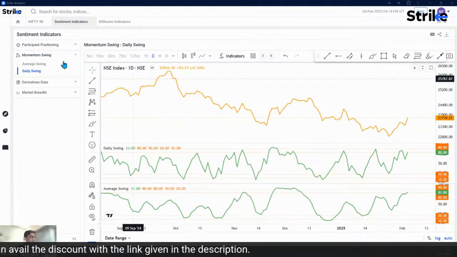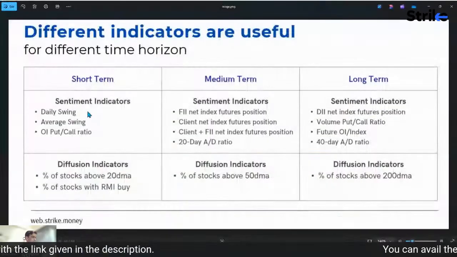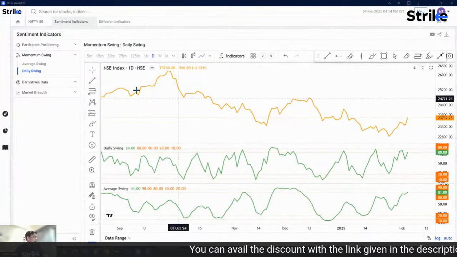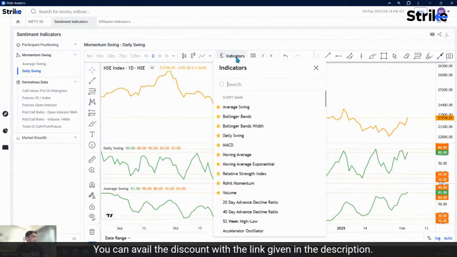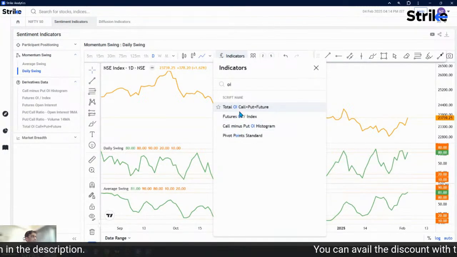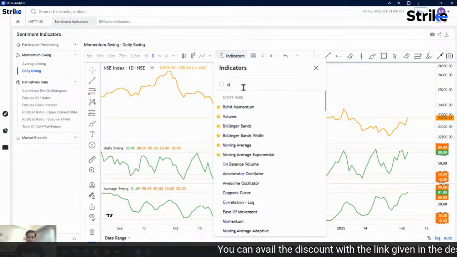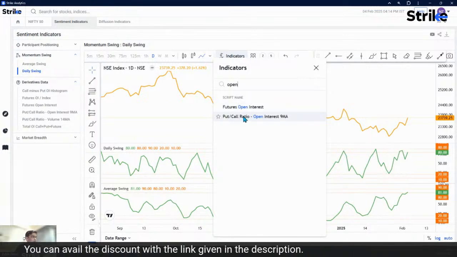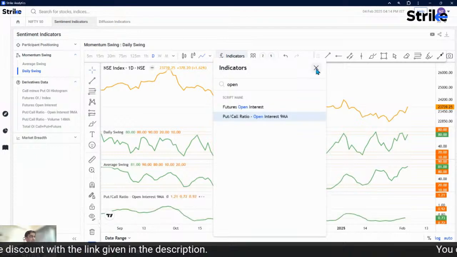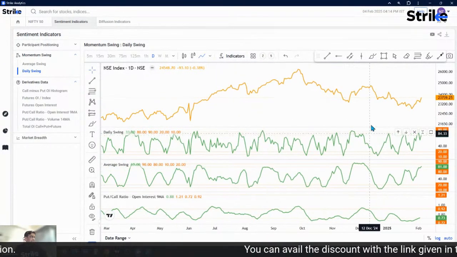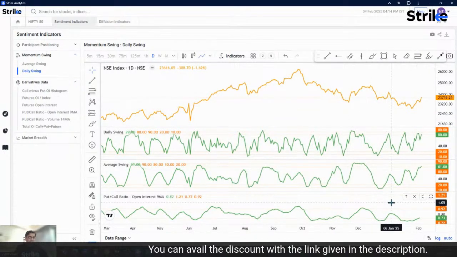And what was the other one? Daily swing, average swing, open interest, put call ratio. That was in the derivative data. You can say OI put call ratio, put call ratio, open interest with 9 EMA. So all these three indicators together you've got, and these are short term indicators.